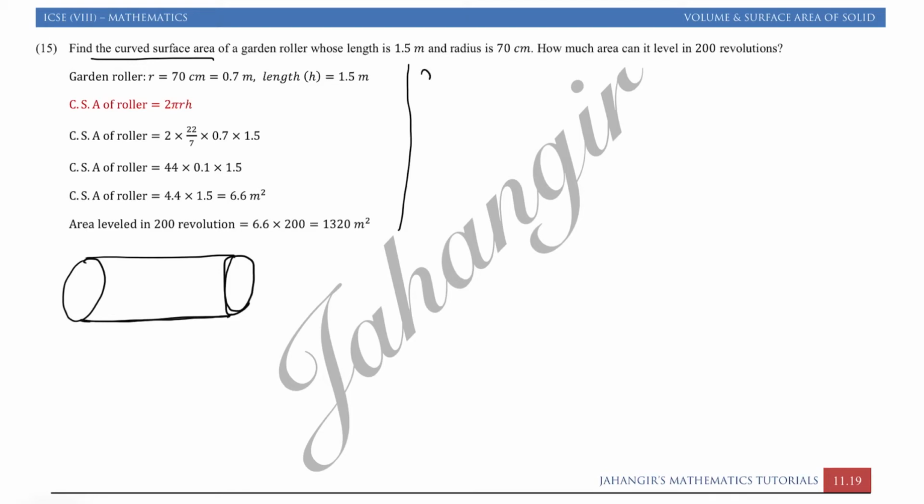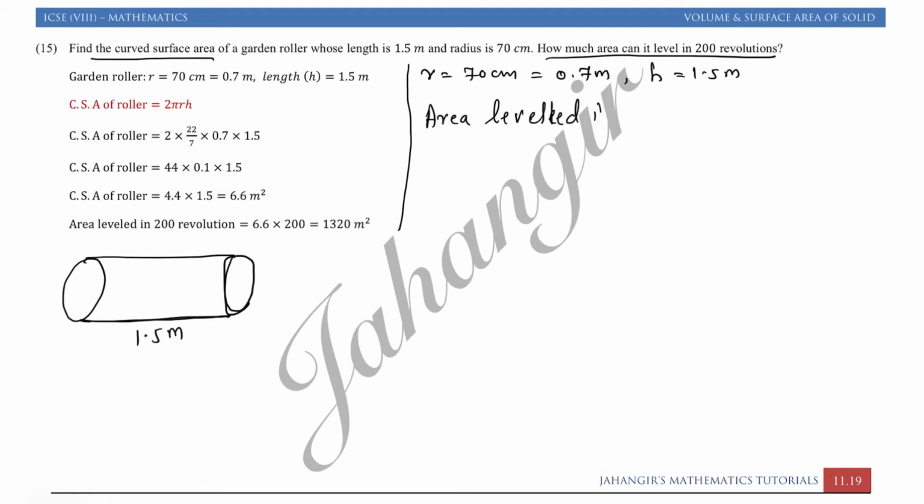So first we will write radius is 70 centimeter. We can write it as 0.7 meter. Length is height. Its length is 1.5 meter. So length is 1.5 meter. We have to find how much area it can level in 200 revolutions. So area leveled in one revolution is equal to CSA, is equal to CSA of cylinder.